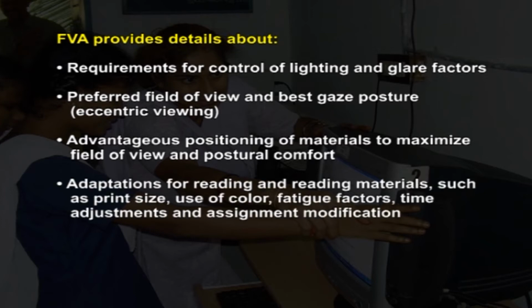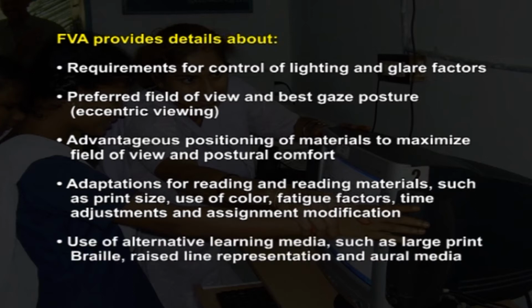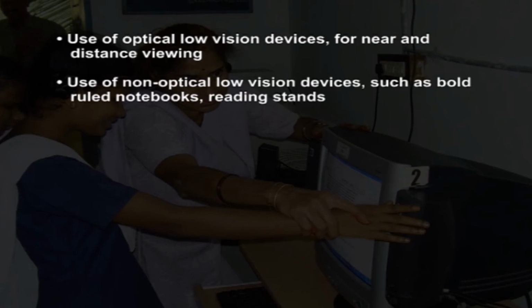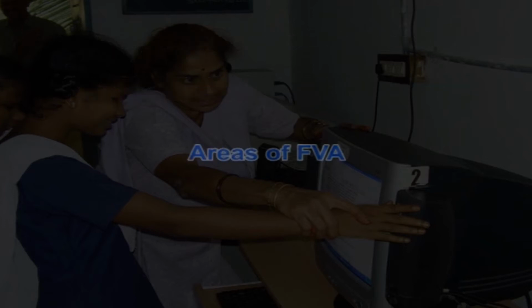and writing materials such as print size, use of color, fatigue factors, time adjustment and adjustment modifications, use of alternative learning media such as whether the child needs print, braille, raised line representation and oral media, use of optical devices for near and distance viewing, use of non-optical devices for low vision such as bold ruled notebooks and reading stands.